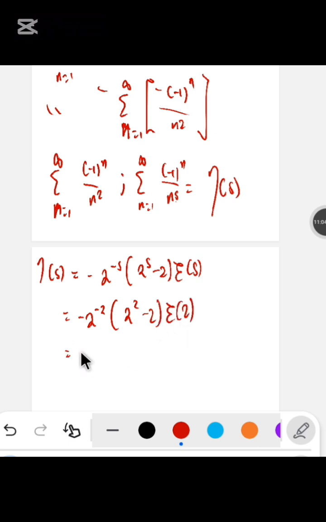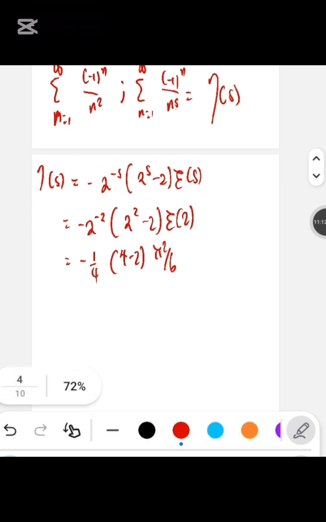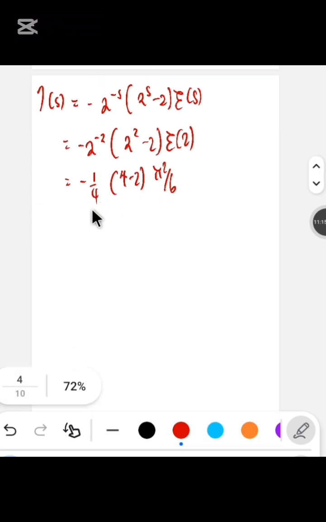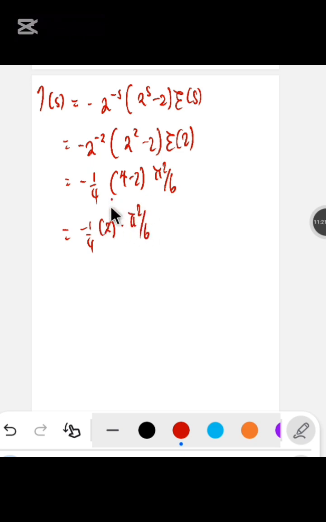So this will be negative 1 over 4, then in brackets 4 minus 2, and don't forget zeta of 2 is what? Pi squared over 6. Okay, so zeta of 2 is pi squared over 6. Then we're going to have negative 1 over 4, then in brackets 2, multiplied by pi squared over 6. So 2 into 2, 2 into 4, that is 2. So we have negative pi squared over what? 2 times 6 will give us 12. So we have our answer as negative pi squared over 12. Alright, so that's the answer to the beautiful problem.